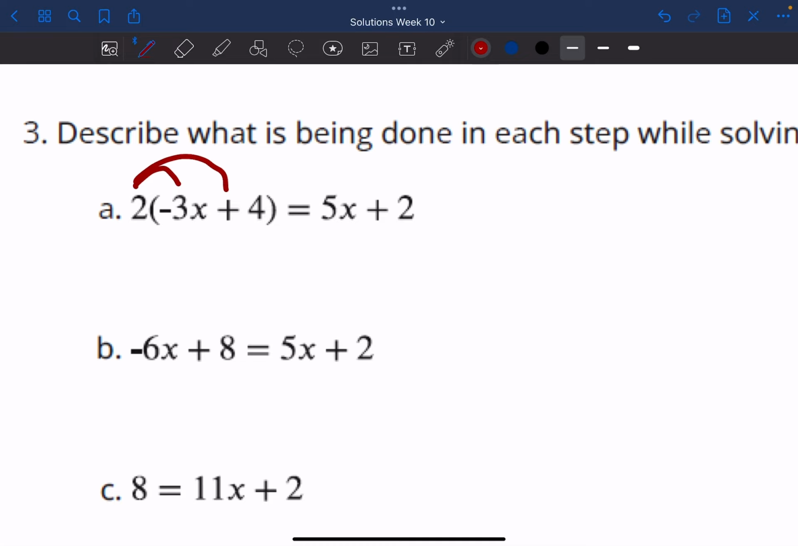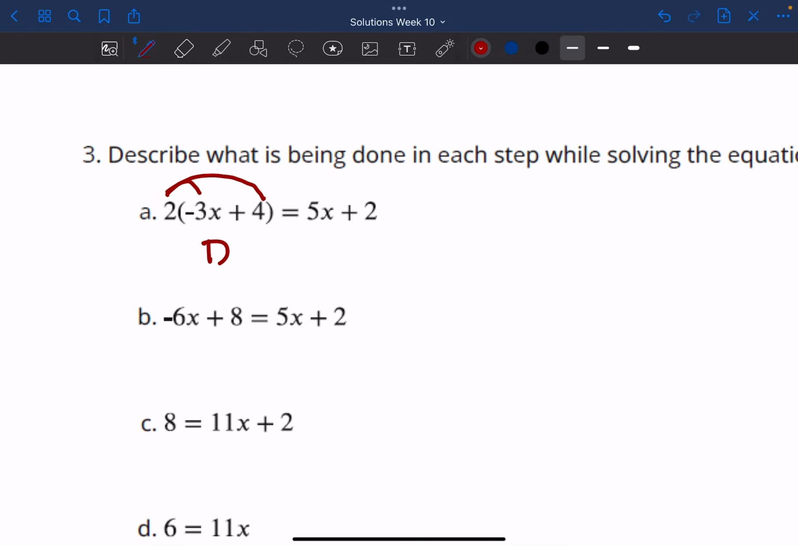So I'm going to show that. Oops. It distributes to the 4. So I am going to say distribute to negative 3x plus 4. That was their step. They distributed it and got negative 6x plus 8, which is correct.